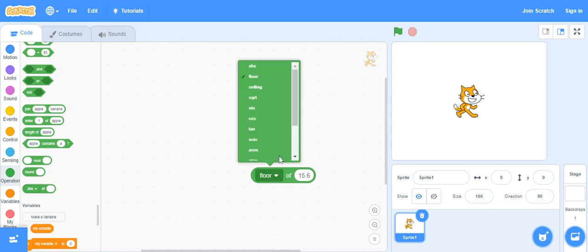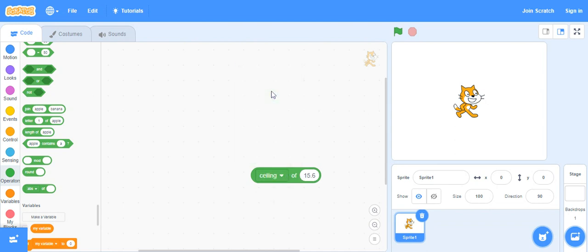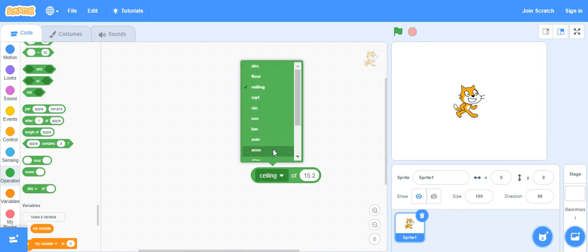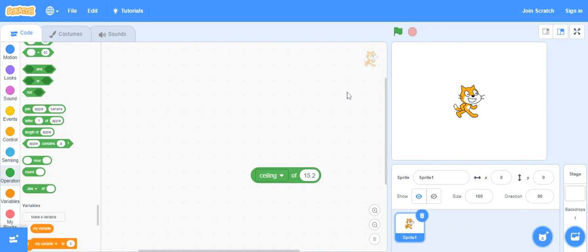Okay. And the opposite of that is ceiling. Even if I put 15.2 and according to the rounding rules it should be 15, it will only round off to 16. Now these all are advanced math.